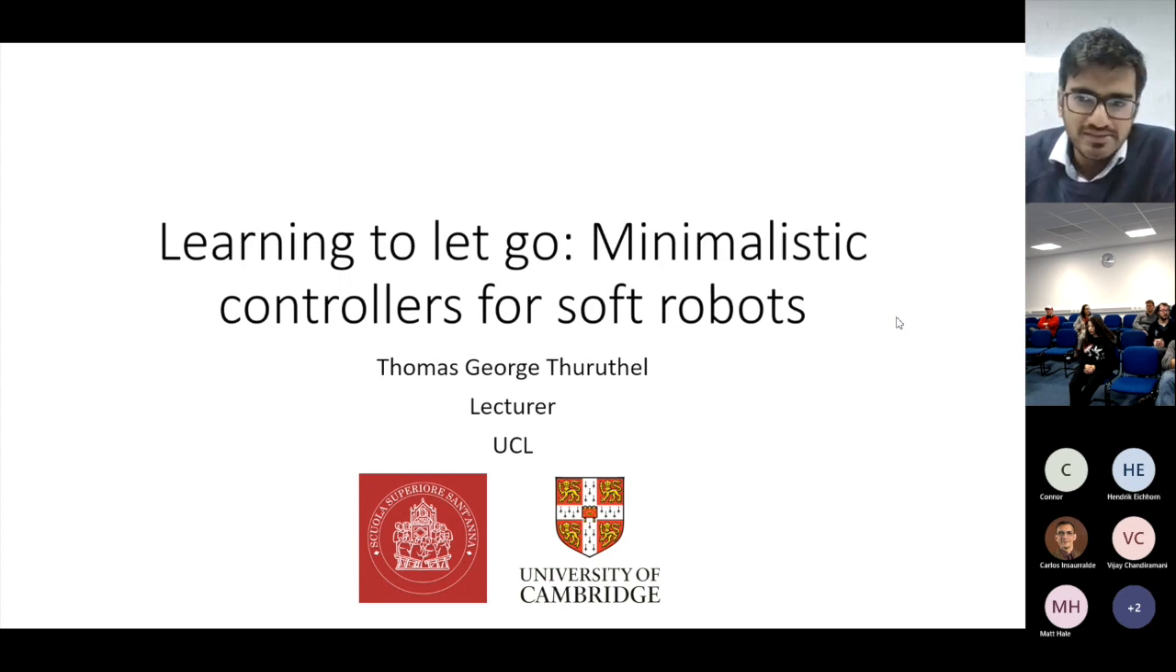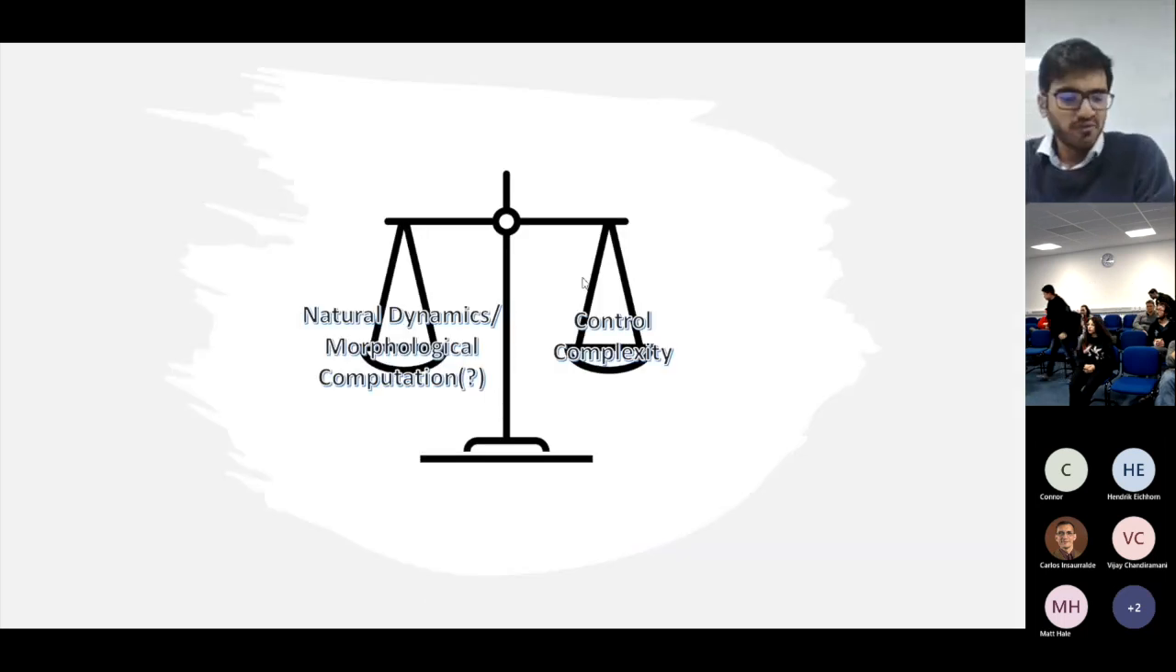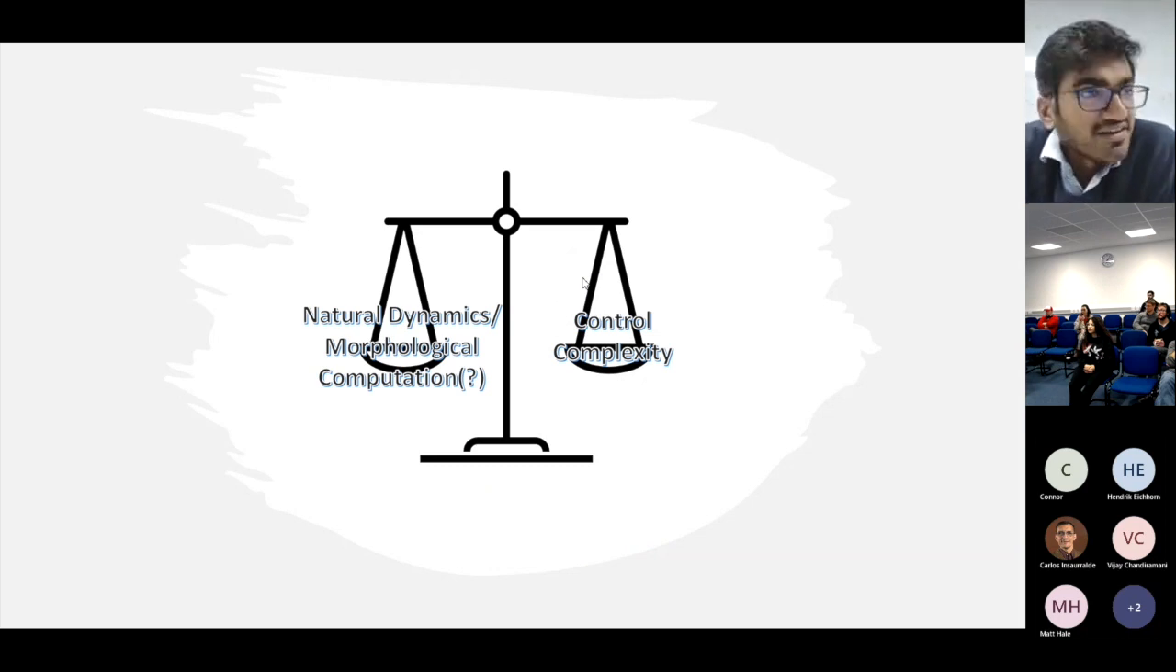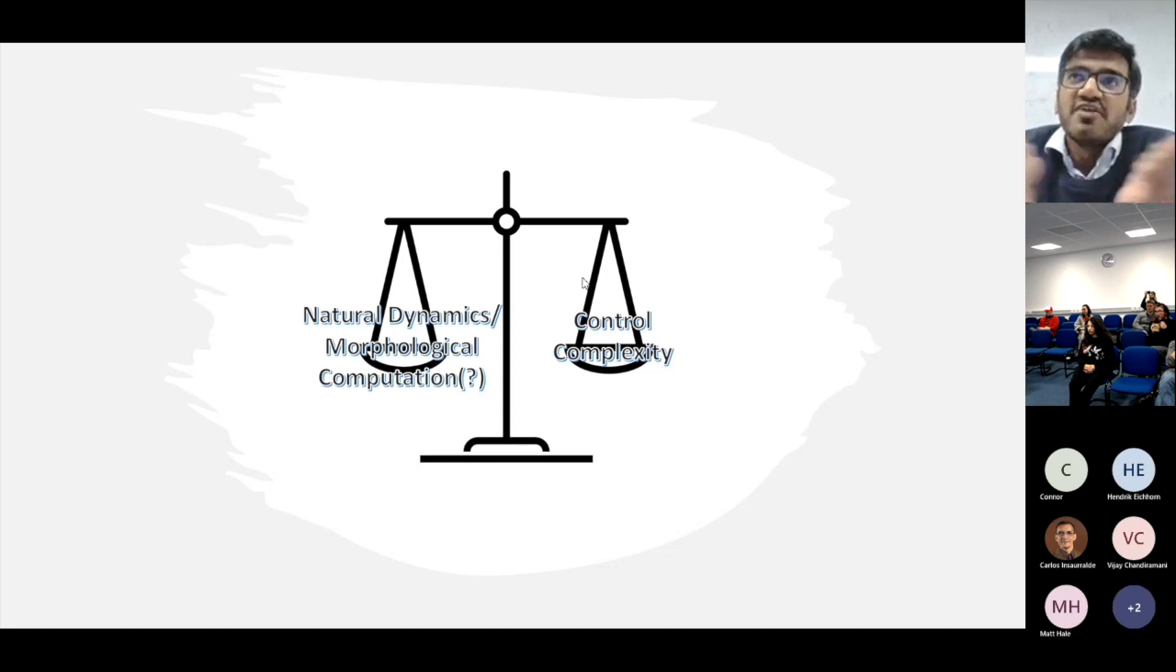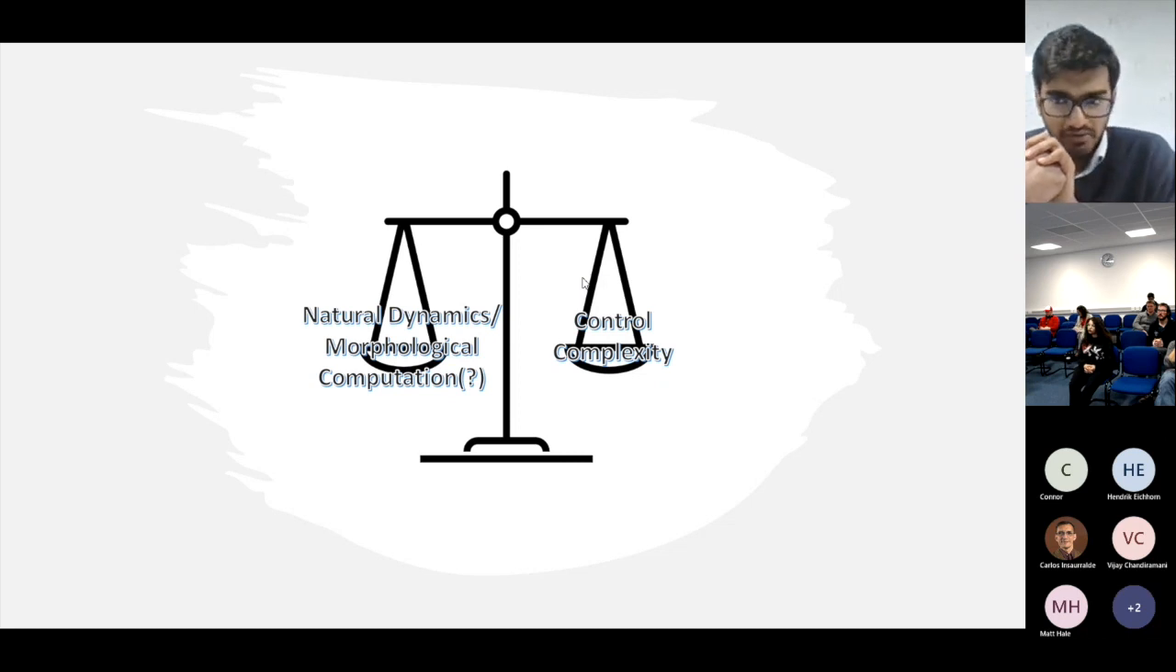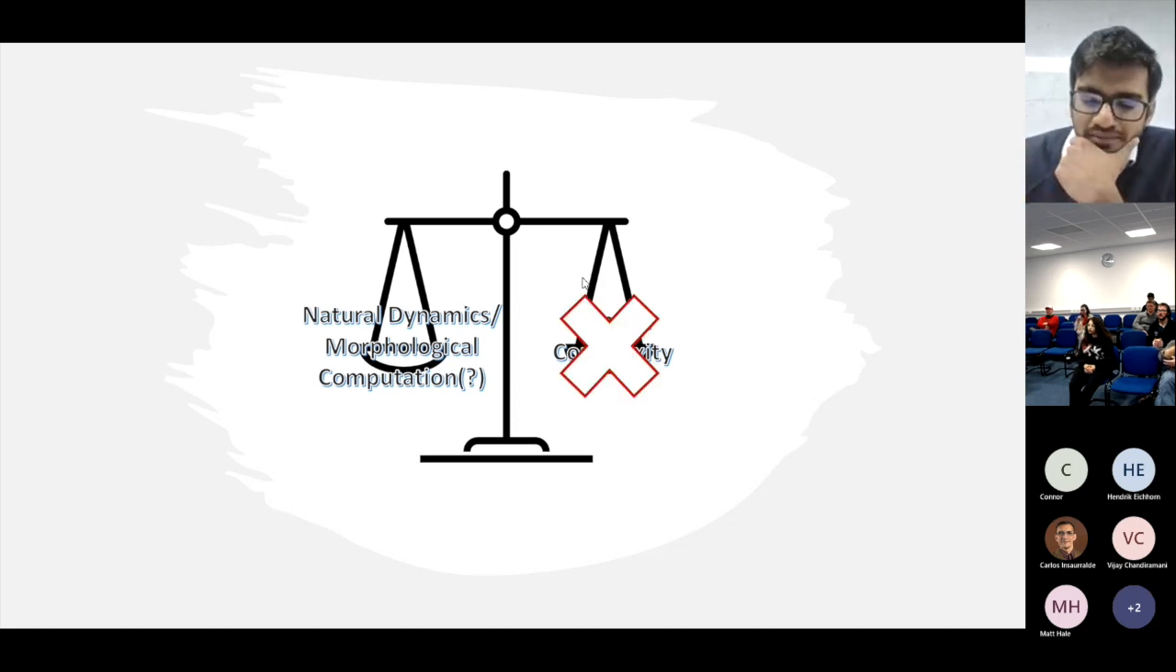Right, so getting started. Whenever I go to a soft robotics conference, I typically get the notion that people believe there's a trade-off between natural dynamics, or if I may call that morphological computation, and controller complexity. So people think that if your controller is too complex, then you're offsetting your natural dynamics, and vice versa. If you have a nice body, then you don't need a complex controller. But I think that is not the right way to look at it.